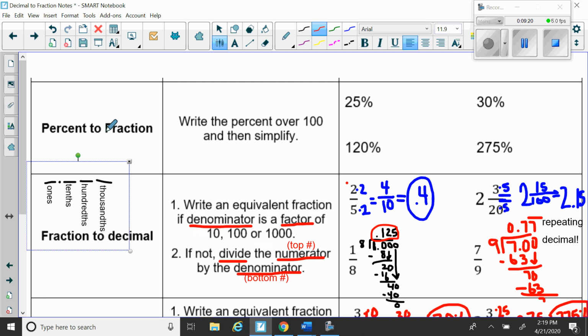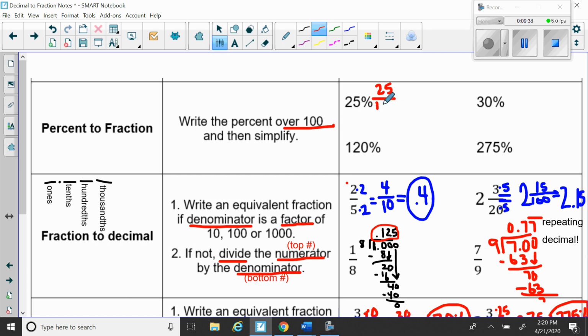Now, last one would be percent to fraction. Now remember, percent is always out of what, everybody? 100. So as easy as this is, we write the percent over 100 and then simplify. So we have 25% here. That's 25 out of my full 100. Okay. And then we would simplify that.